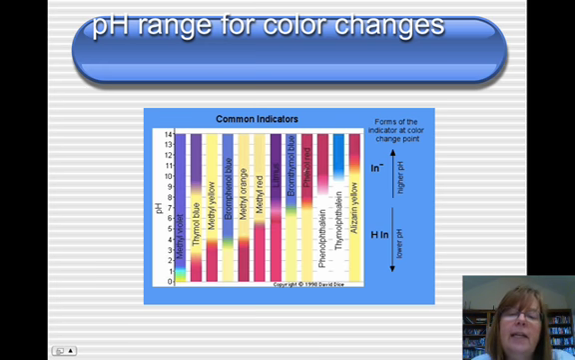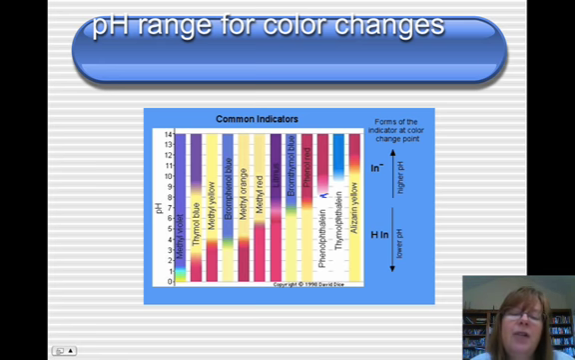Here we've got our most common one, called phenolphthalein. At pHs below 8, phenolphthalein has no color at all. But once your pH gets above 8, it turns pink. So phenolphthalein is an indicator that I want you to know turns pink in a base, or when the pH is above, it really seems to turn right around 8 or so.